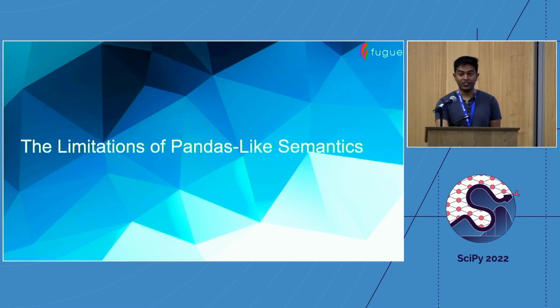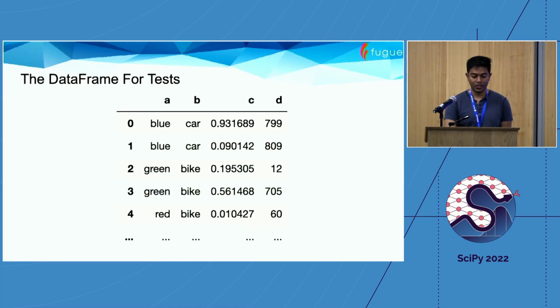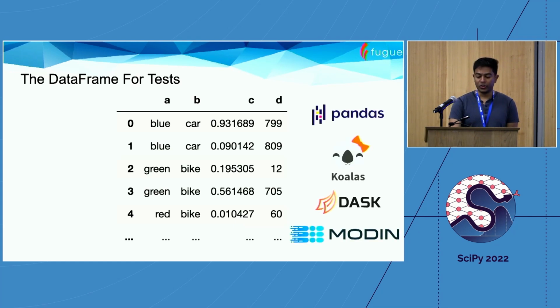So what are the limitations if we use Pandas-like semantics for scaling distributed systems? Before we go any further, I'd like to briefly discuss the data frame that we're using for the tests and profiling we do in this section. Here, this data frame has 4 columns, A, B, C, and D. Columns A and B are strings. Column C is a random number which goes from 0 to 1, and column D is an integer. And we'll use this data frame to test the performance profile of Pandas, Koalas, Dask, and Modin.